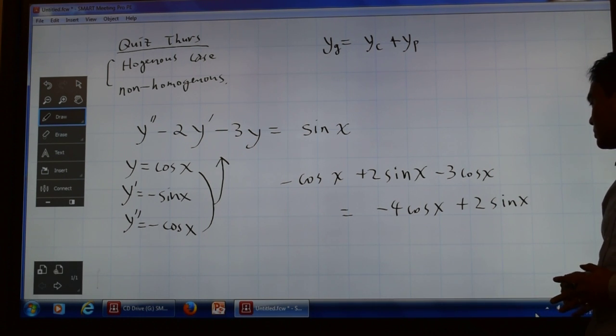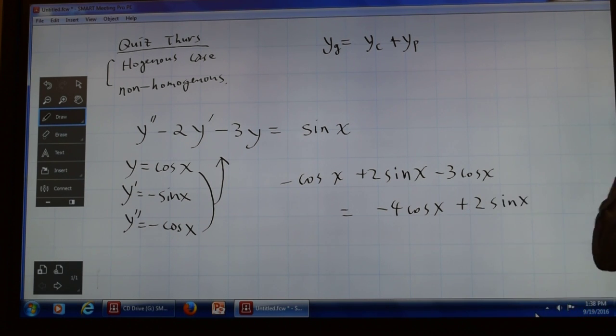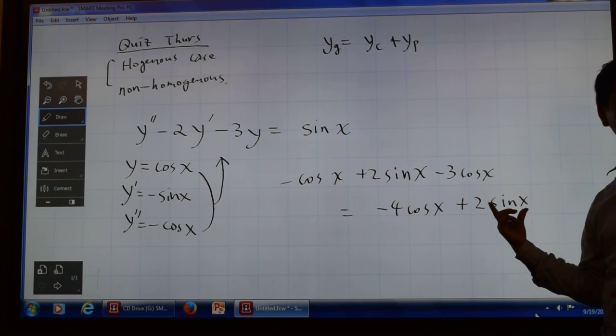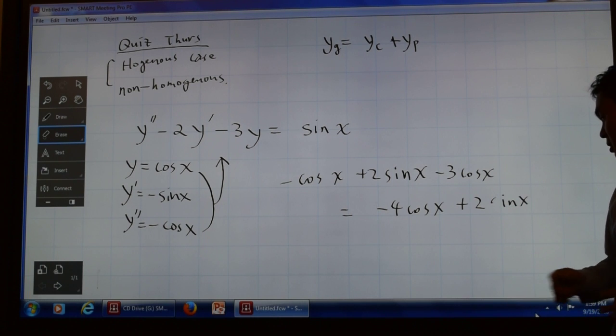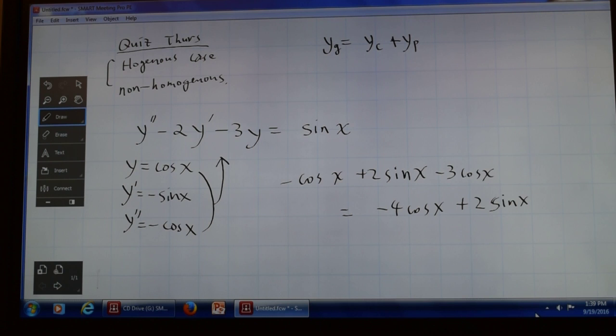Okay? However, we see something good and bad at the same time. We see the sine x as we want it. Okay, this is good. We want sine x. But we also have this cosine x that we don't want. So we somehow need to figure out a way to get rid of the cosine. How should we do that? How can we get rid of the cosine?